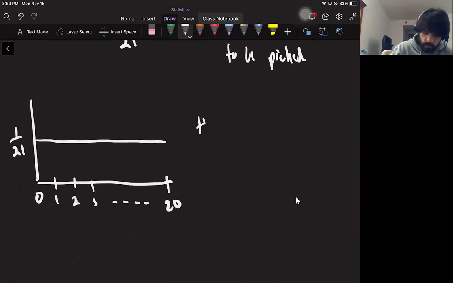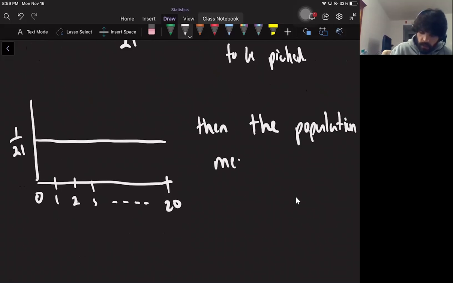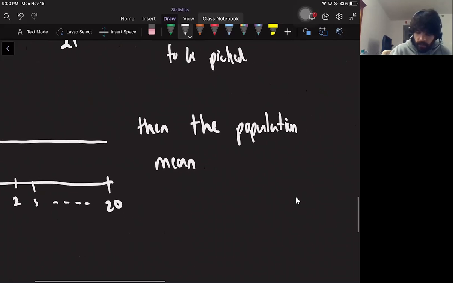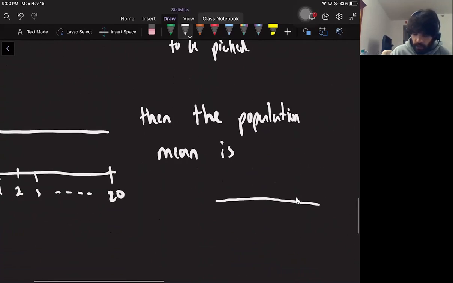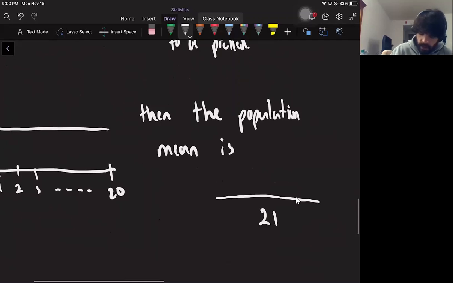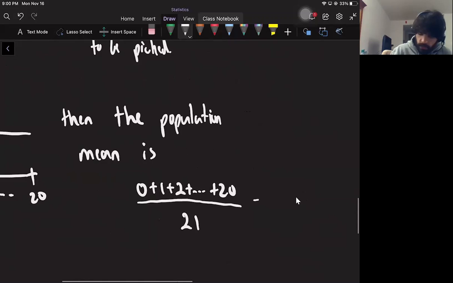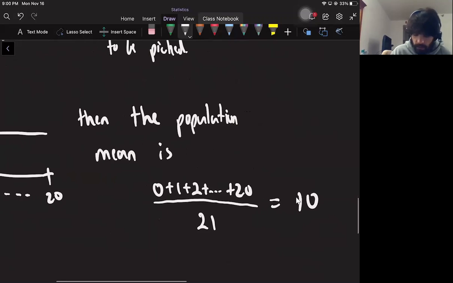Then, what's the population mean here? Well, it's the mean of all the numbers in the bag. So I can sort of cheat because they're all equally distributed in there. I can just think of it as the 21 numbers I have, and I'm just adding up 0 to 20 and dividing by 21. So if you do that, that'll end up being 10. So the population mean is 10 in this wacky little situation.